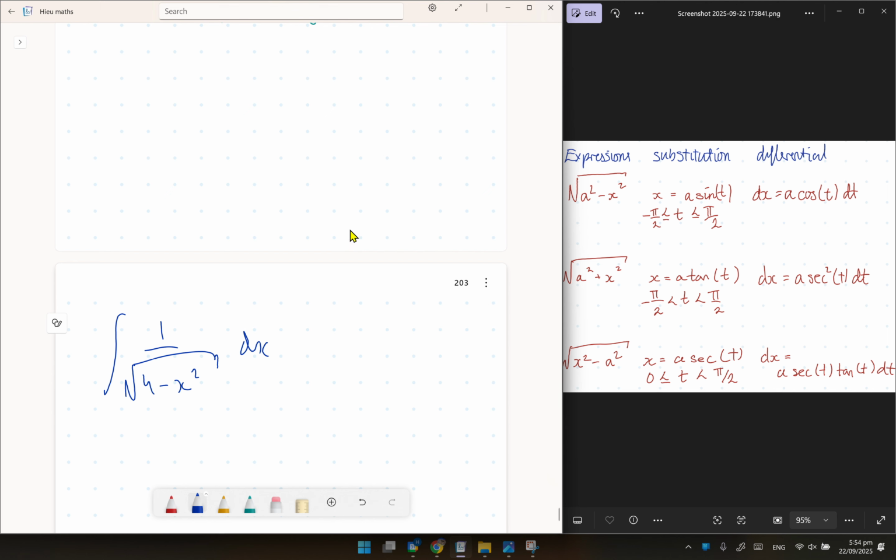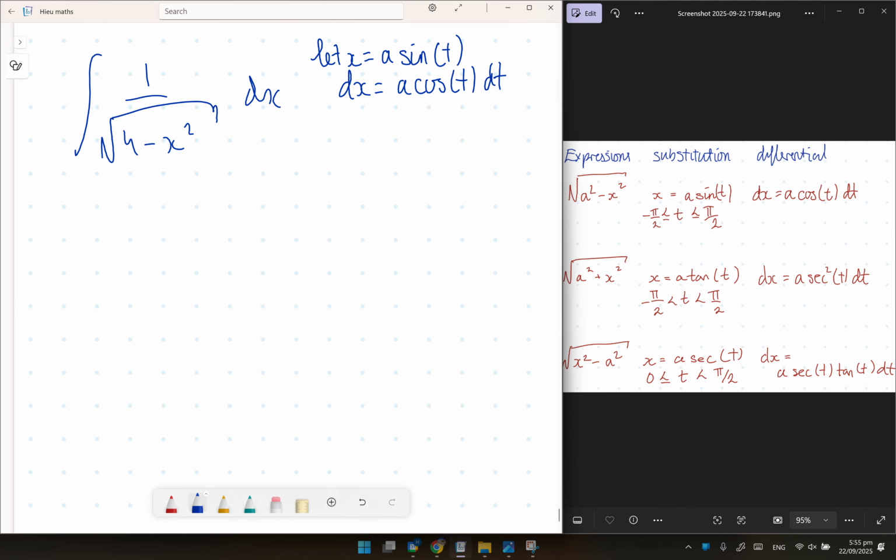Actually, no, sorry, this is not right. We're not going to use a sec t, because that's for x squared minus a squared. In this case, this is a squared minus x squared, so we're going to use the top one here, a sine t. So we let x equals a sine t. Therefore, dx is equal to the differentiation of the sine, which is cos t dt.